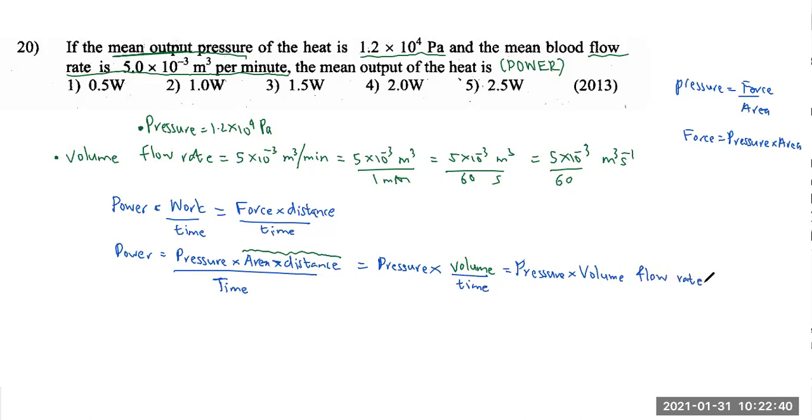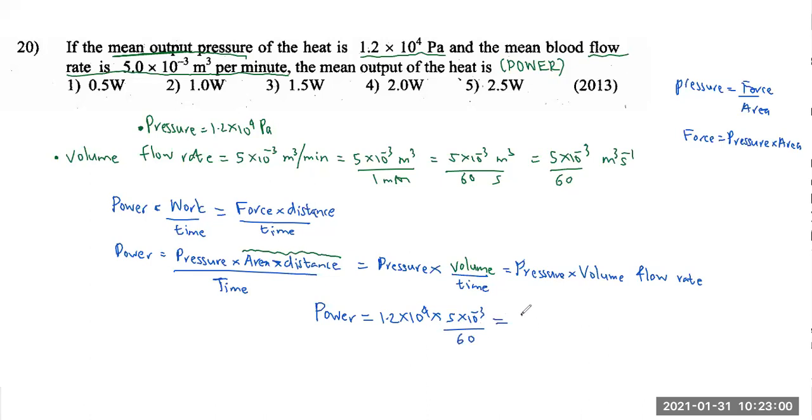Even if you haven't studied an equation, you could figure this out. Let's finish it off then. Power is equal to, what is the pressure now? 1.2 into 10 to the power 4 multiplied by volume flow rate, that is 5 into 10 to the power minus 3 divided by 60.